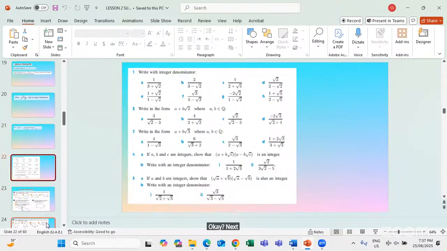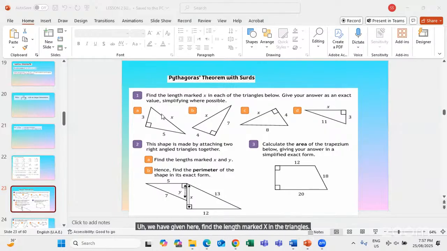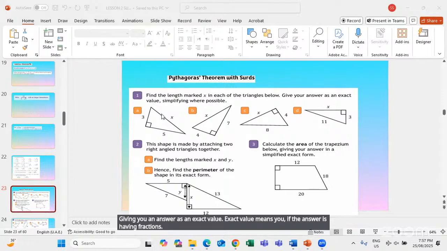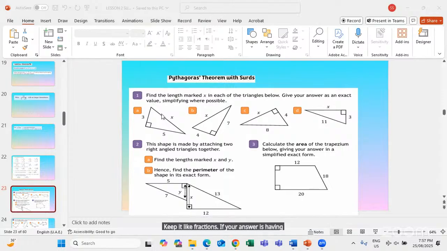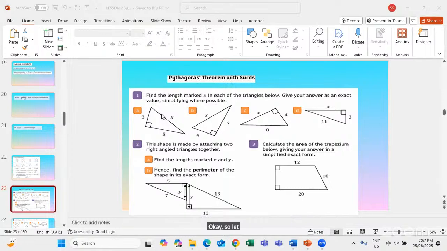Next, we understand the concept of rationalization. All these questions you can try on the basis of that. Now the next thing comes, using the rationalization concept with the Pythagoras theorem. So for example, we have given here, find the length marked x in the triangles, giving your answer as an exact value. Exact value means, if your answer is having fractions, keep it like fractions. If your answer is having some surds, keep them as they are. Do not write their value up to 1 decimal or 2 decimal like that. Don't do that. Okay. So let's see the question here.